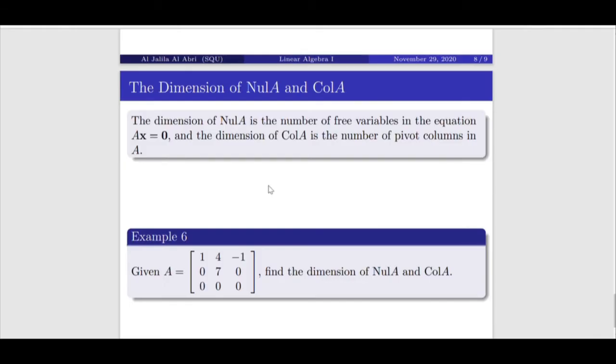The dimension of null A and column space of A: the dimension of null A is the number of free variables. So when I want to determine the dimension of null A, I directly count the free variables, and that represents the dimension of null A. The dimension of col A is the number of pivot columns. This one is the number of free variables, and this one is the number of pivot columns.